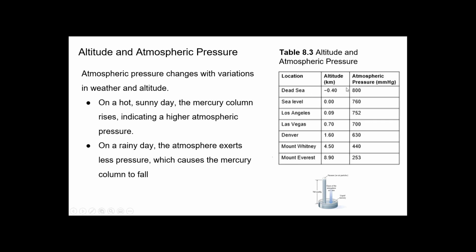So at altitude, you can see atmospheric pressure at the Dead Sea is 800. Sea level is 760, which is 1 atm. Los Angeles is 752. Las Vegas is 700. Based on the altitude, you can see where things stand compared to the atmospheric pressure. So the Dead Sea is below sea level, which means there's even more intense pressure there, more than 1 atm.